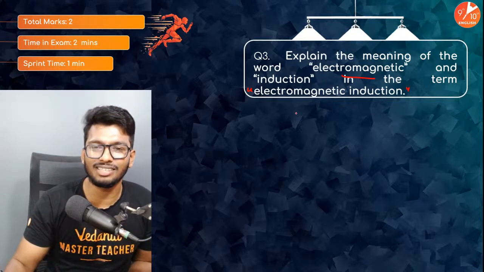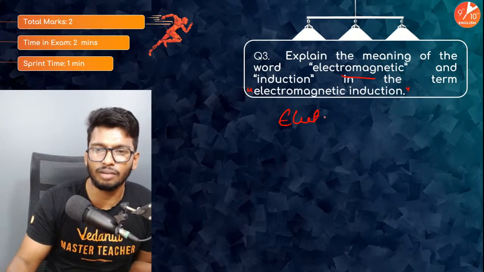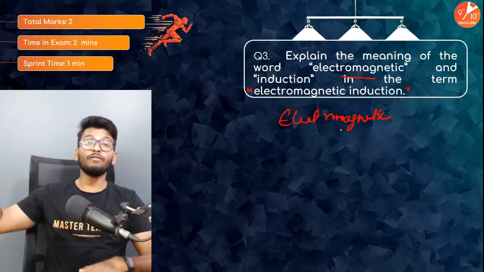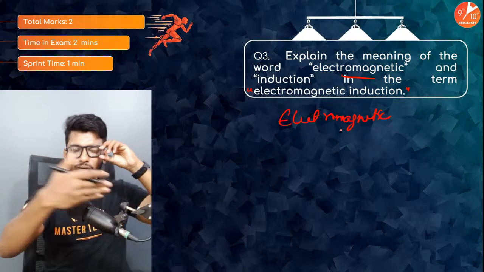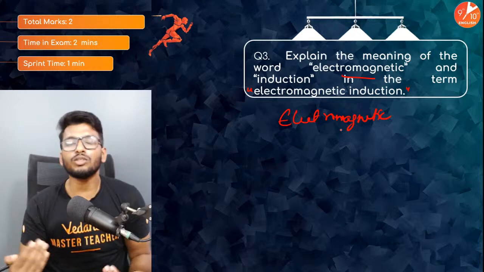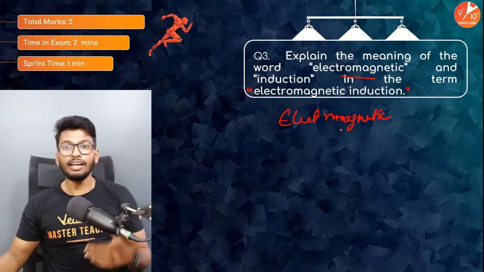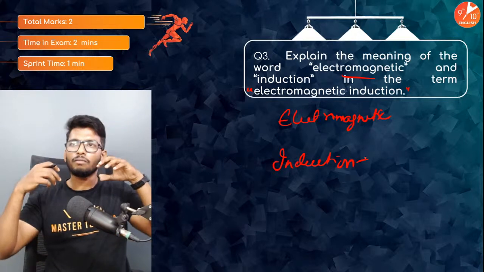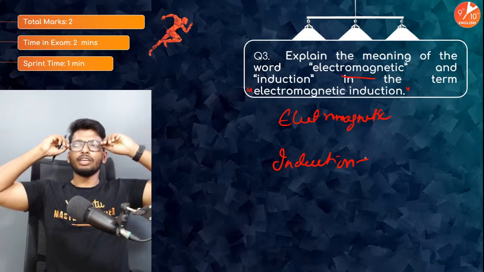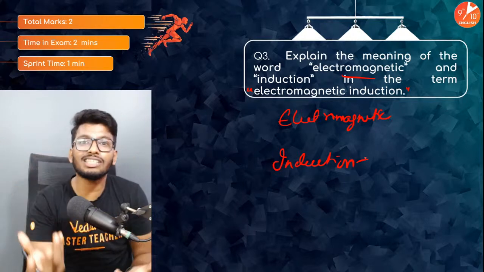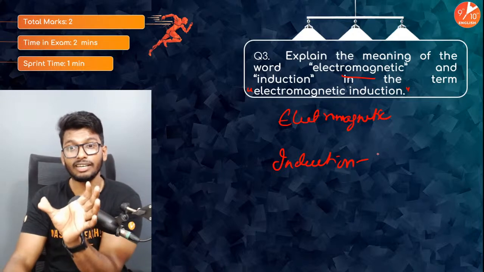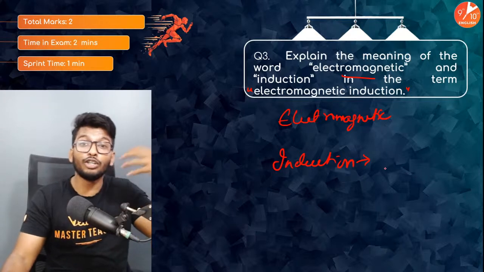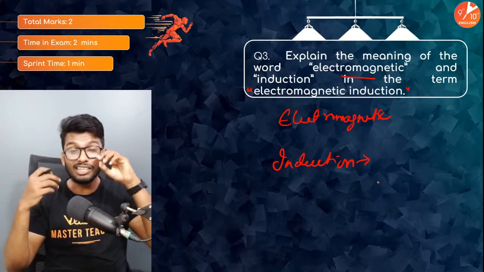See, electromagnetic means electromagnets or electromagnetism, which is when a magnetic field is created due to the passage of current. When current is flowing through a conductor, the magnetic field created around it is what is called electromagnetism, all right? Induction, on the other hand, is nothing but creating something, or producing something. In this particular scenario, you can say that there's a current induced or current produced in the conductor. So that is what induction means.